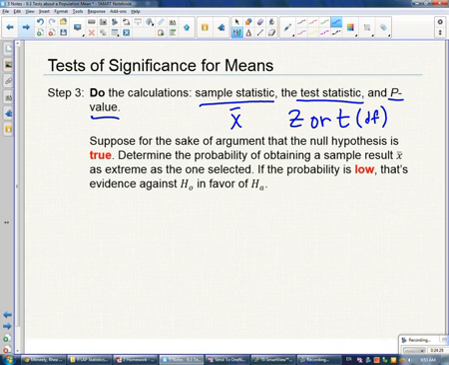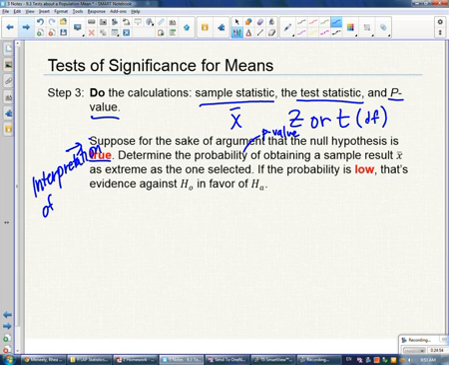And in terms of the interpretation of your p-value, basically what it says is, suppose for the sake of argument that the null hypothesis is true. Determine the probability, this is the p-value, of obtaining a sample result, x bar, as extreme as the one selected. And then if the probability is low, that gives us the evidence we're looking for, and that gets to our conclusion statement. But again, this is the interpretation of the p-value, and it's very important that you're able to interpret that correctly.